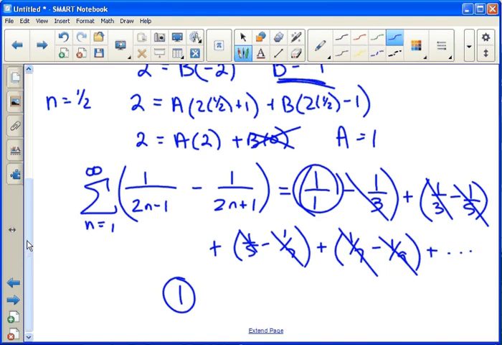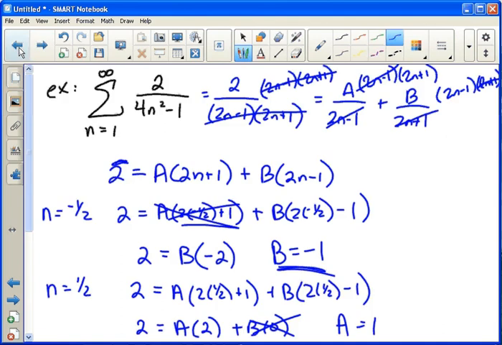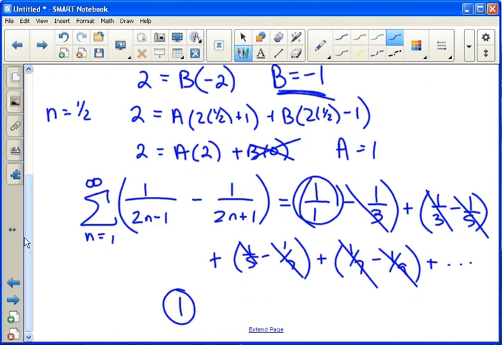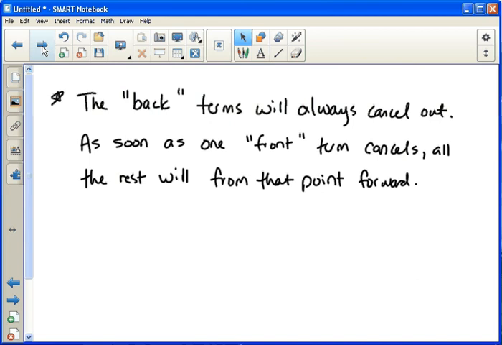I want to give you a guiding principle, and then I'm going to show you one that doesn't just leave the first one. First of all, the back terms. If you look back at this example, I'm going to circle all the back terms in red. Basically they're all the ones with minus. You can call them the second terms, I just call them the back terms because they're at the back of the fraction. The back terms will always cancel out, as long as you expand far enough to see it. There's no way around it. It'll always happen. And as soon as one of the front terms cancels, all the rest will from that point forward.